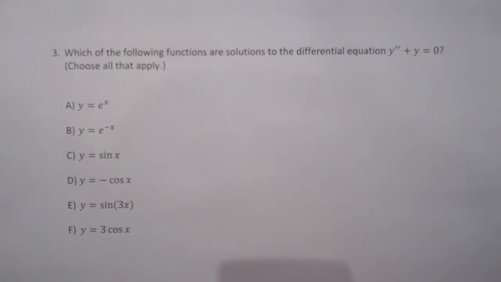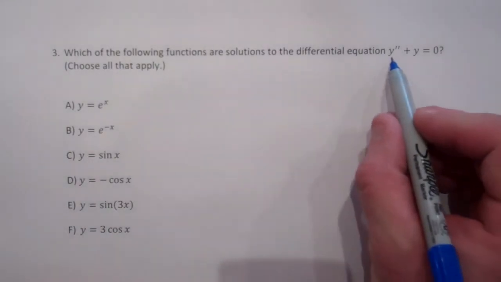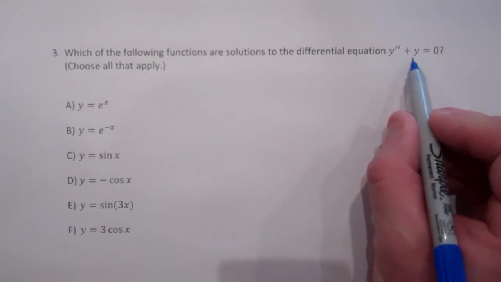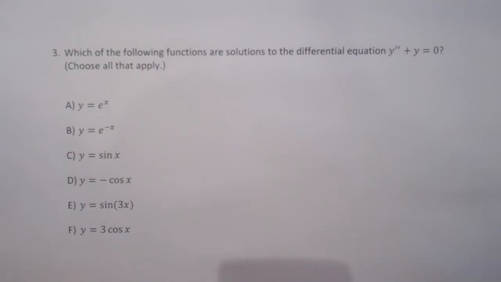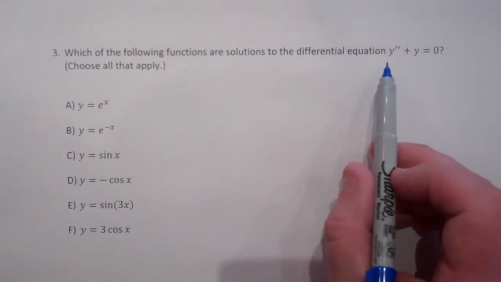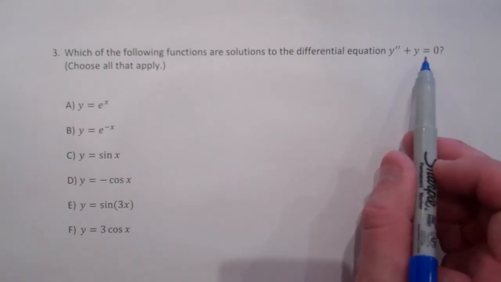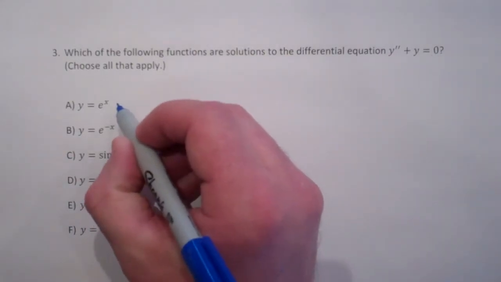In example 3 from Check Your Understanding, it says, which of the following functions are solutions to the differential equation? We've got a differential equation up here, y double prime plus y is equal to 0. And we're going to choose all that apply. Could be more than one answer here. We've got a little bit of work ahead of us here. We need to figure out what y double prime is. We'll add that to y, and hopefully that's equal to 0.